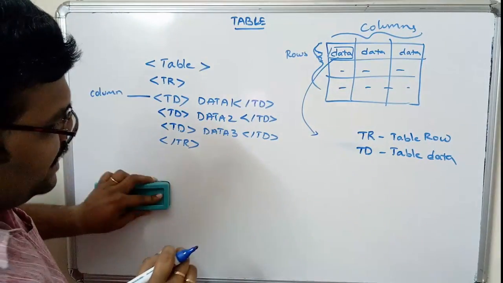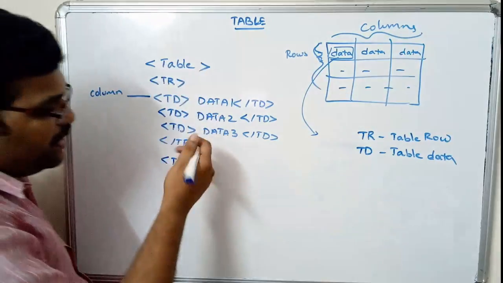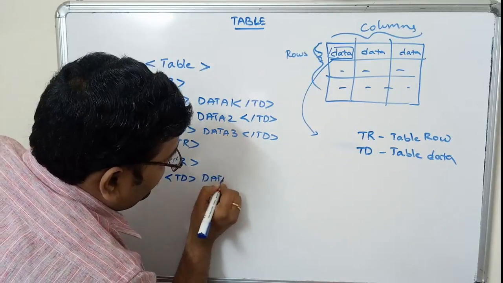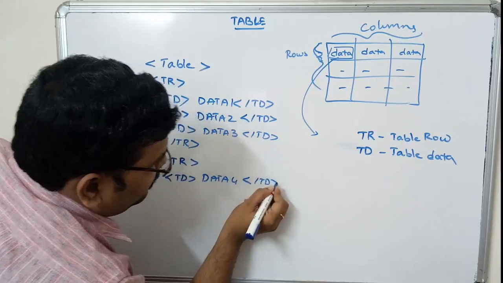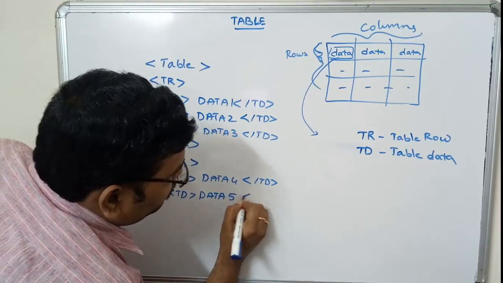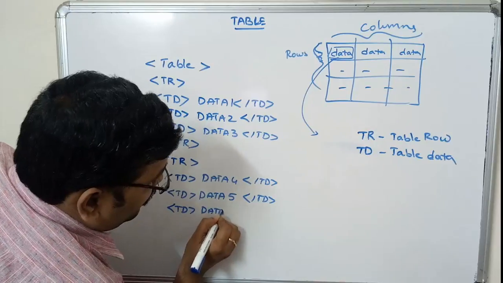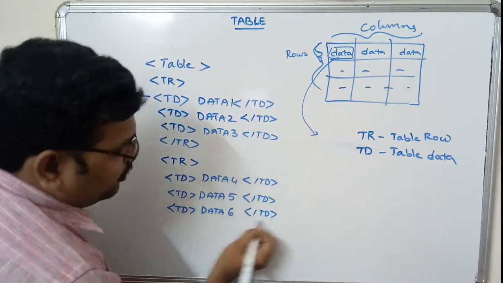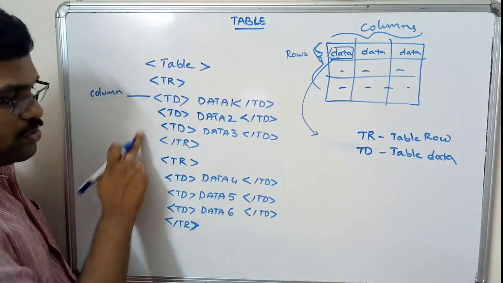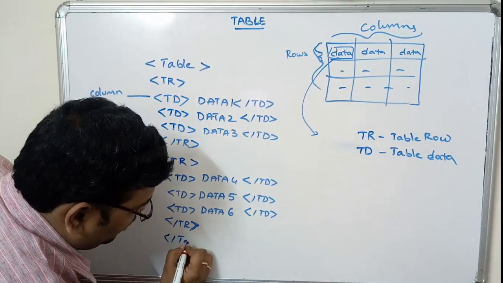If you want to insert data in the next row, repeat the same process: TR, TD, data 4, similarly data 5, similarly data 6, and close the TR. So this code represents two rows with three columns in each. And close the table tag.